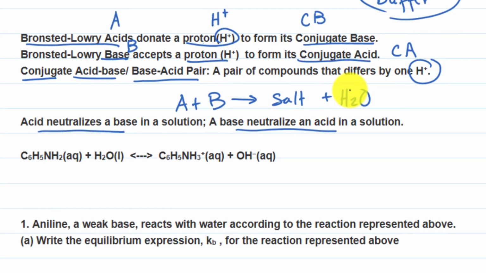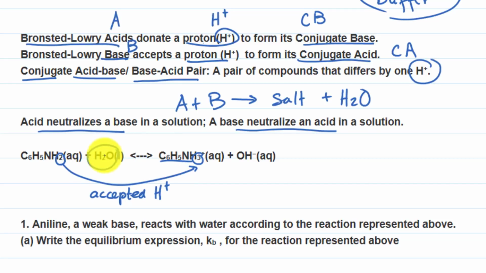So let's look at an example in terms of the conjugate pair. Right here, we have aniline, and we know there's a 2 right there. I want you to focus on that. Look what happened over here on the product side. It has a 3. If we read the problem, aniline is a weak base, so what is it going to do? It's going to accept a proton and react with water according to the reaction represented above. So in this case, it accepted a proton. And where is the acid in the solution? Of course, it is the water. Notice how water has 2 hydrogens, and all of a sudden we just have 1. So that means water has just donated a hydrogen.